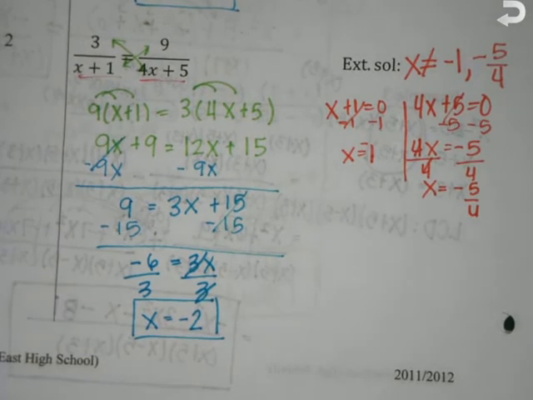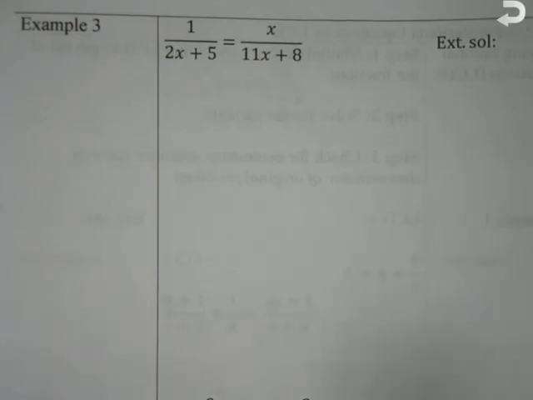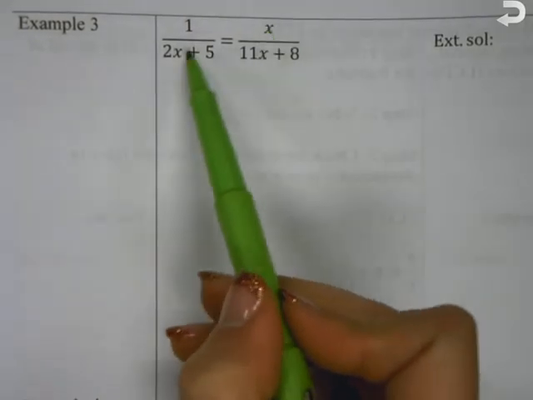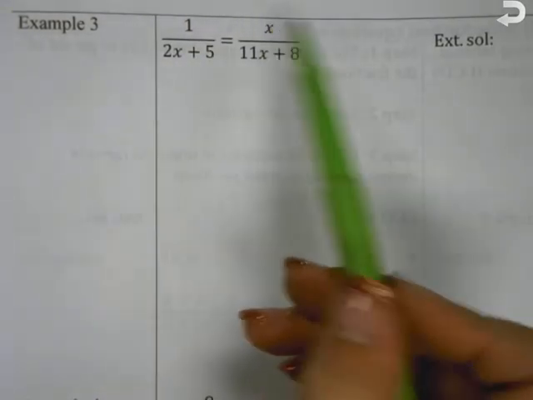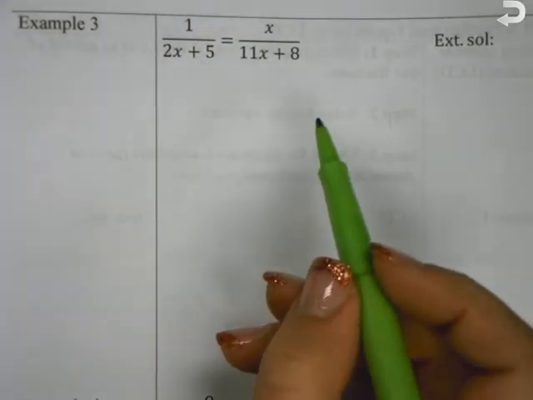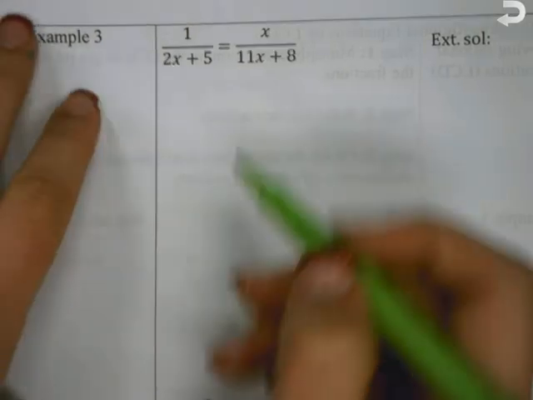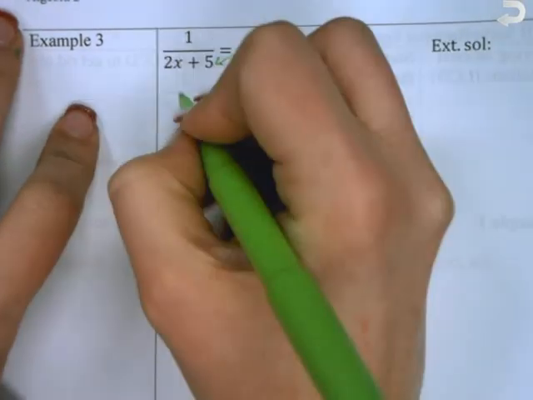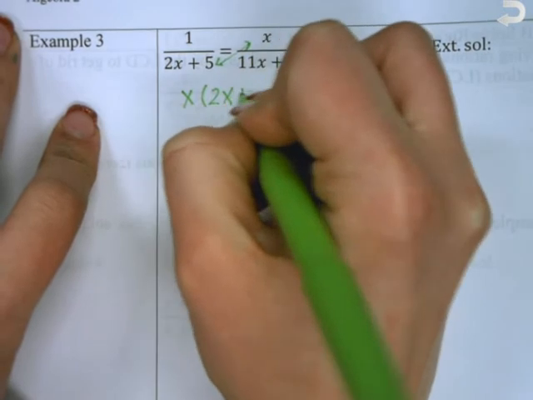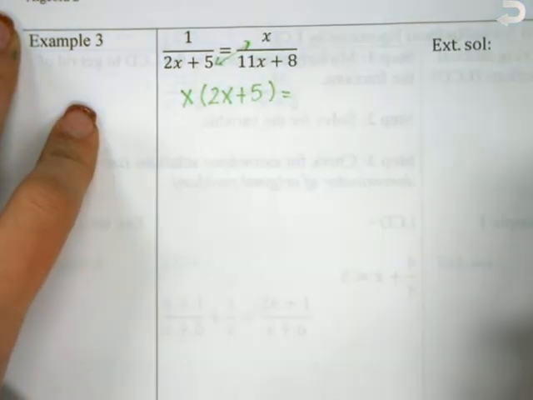Example 3. This time we have 1 over 2x plus 5 equals x over 11x plus 8. Okay. So in this case, we actually have an x both in the denominators and in the numerators, but we're still going to check at the end for our extraneous solution. So what we're going to do first is just cross multiply. So x times 2x plus 5 equals 1 times 11x plus 8.